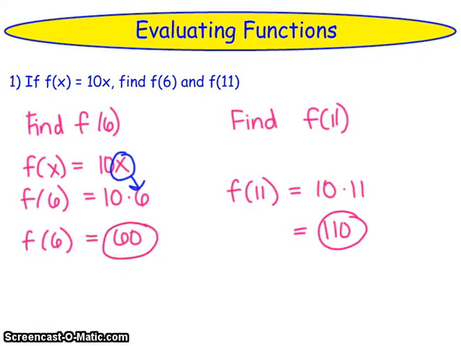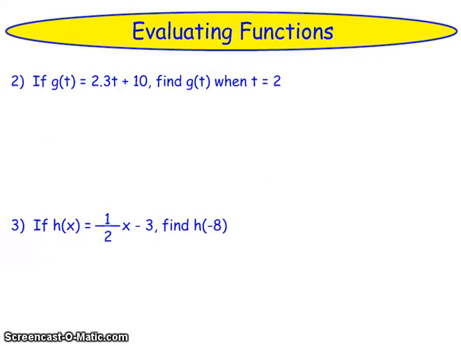Now we'll look at ones that have different variables. In my next function, g of t equals 2.3t plus 10. So I changed it from x and f of x to t and g of t. It's just different names, nothing different. In this one, the t is my input, so I changed it from x to t. And what I get out is g of t. When I do the function g on it, that's what I get out. So g of t is my output.